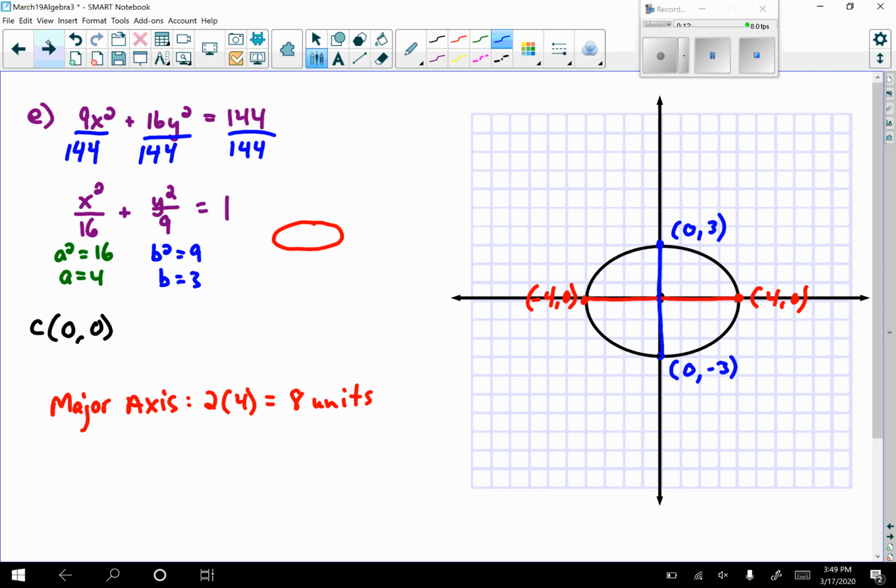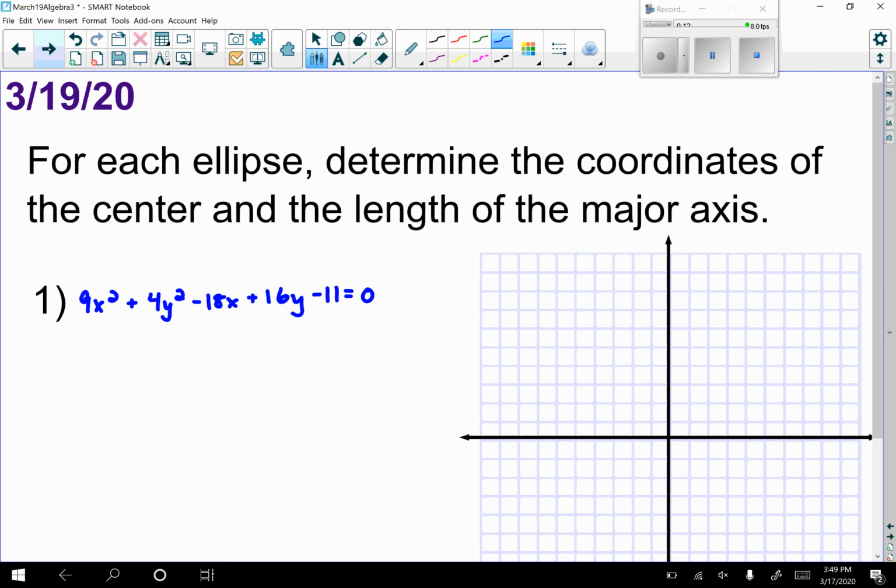So let's take a look now at how to go from general form to HK form by completing the square. Just as we did with the parabolas, we're going to factor a number out and keep everything, for the most part, on one side. It's going to be like a combination of a circle. We want to get our constants to the other side though.